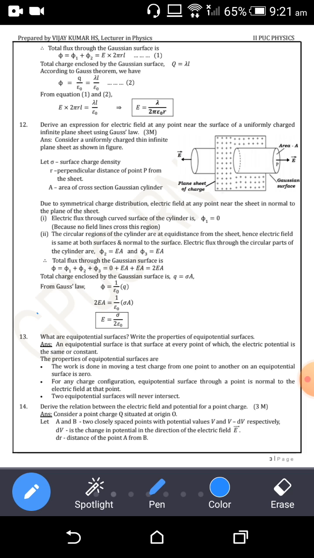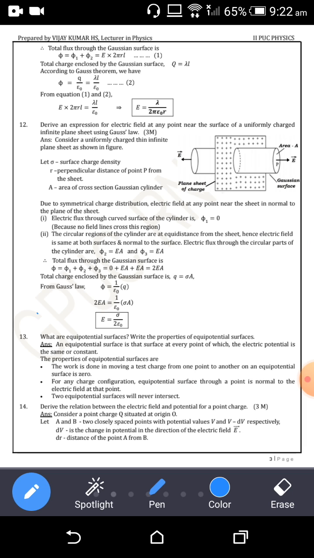Next, two equipotential surfaces will never intersect. Why do they never intersect? Because if two equipotential surfaces intersect, at the point of intersection there would be two values of potential, which is not possible. Whichever point you consider, there should be only one value at that point. It cannot have two values at the same time. Hence we say that two equipotential surfaces never intersect.